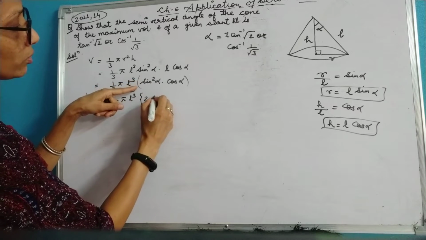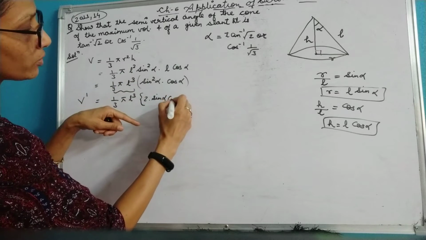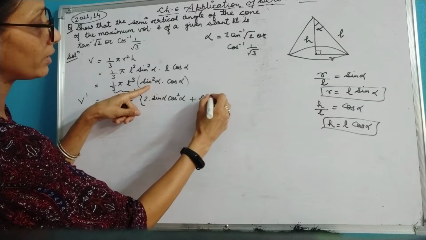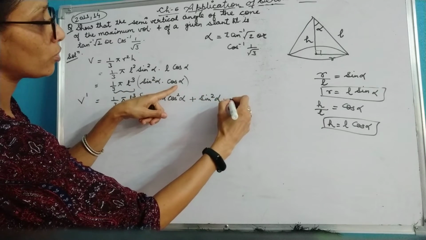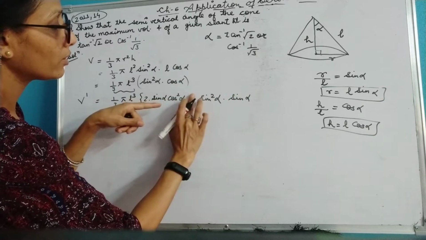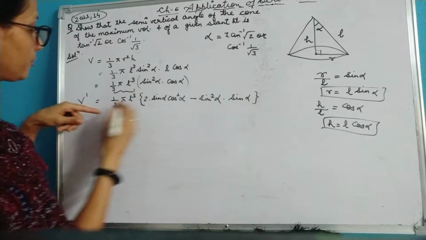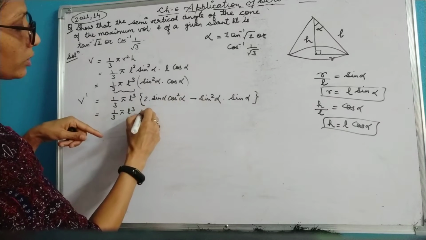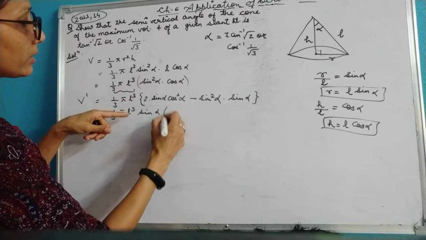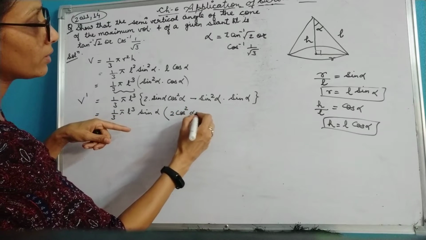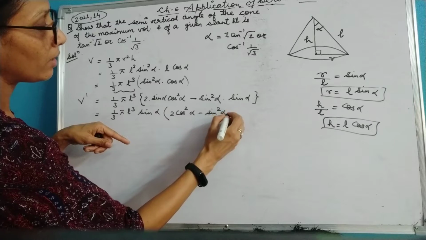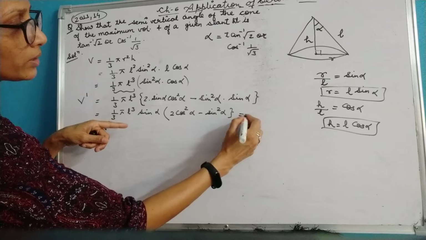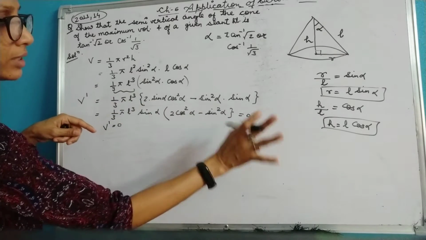So this will be 2 into sine alpha into cos alpha, so it will be cos square alpha. Now again this sine square alpha is as it is. Differentiation of cos alpha is minus sine alpha, so I am writing this as minus sine alpha. So here I am getting it as 1 by 3 pi L cube. I can take out sine alpha common. So I will get it as 2 cos square alpha minus sine square alpha. Now to get the critical points, I need to equate it to 0. So equate it to 0, this complete thing will go this side, it will become 0.